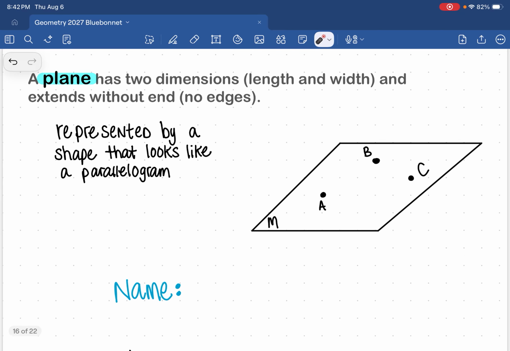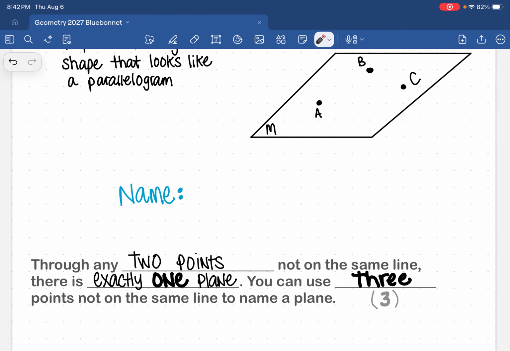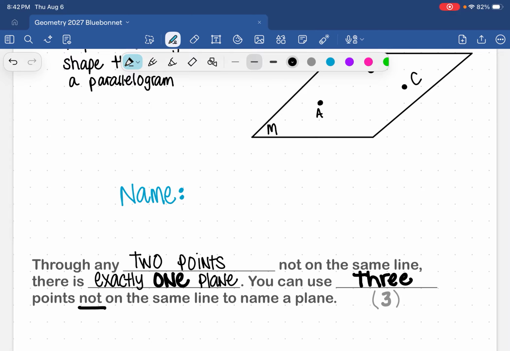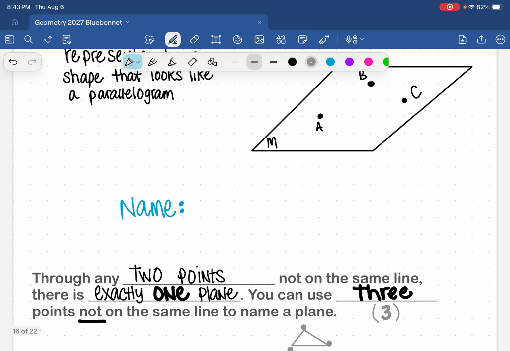Through any 2 points that are not on the same line, there is exactly one plane. You use 3 points not on the same line to name the plane. So just like with non-collinear, you want those 3 points to create a triangle. So if you need to help yourself remember, draw yourself a little triangle with your points. Let's go ahead and take a look at our plane up above.